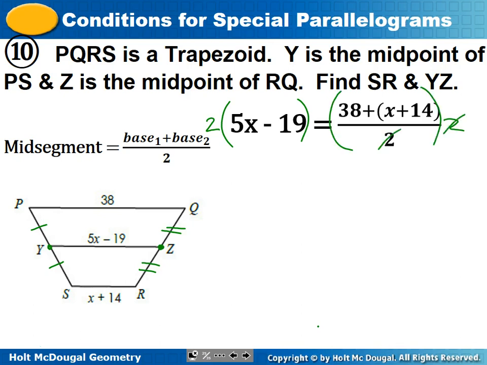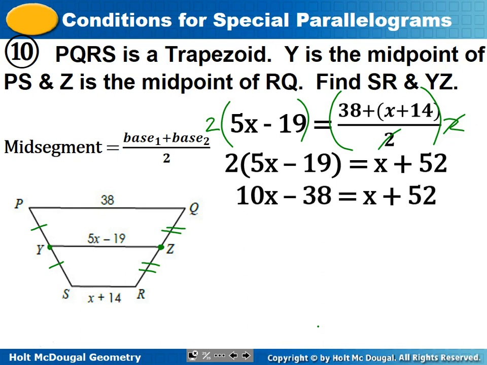The 2's are gone from there. So I'm going to end up with x plus 52 and 2 times (5x minus 19). That's going to be 10x minus 38. Distribute the 2 to both of the numbers inside the parentheses. I'm then going to subtract x from 10x and add 38 to 52. So 9x is equal to 90. Thus, x is equal to 10.